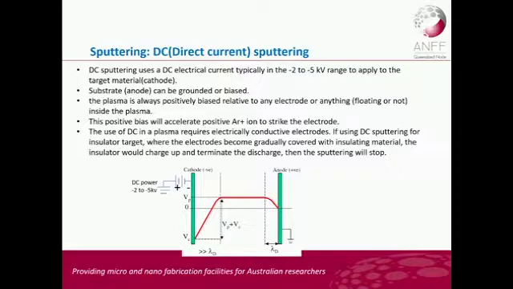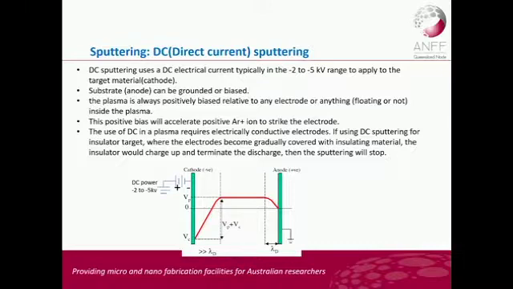So let's look at DC sputtering. We have two types of sputtering: one is DC, one is RF sputtering. So what is DC sputtering? DC sputtering uses DC electric current, which is very high voltage, -2 to -5 kV, applied to the target. And the substrate can be grounded or biased.